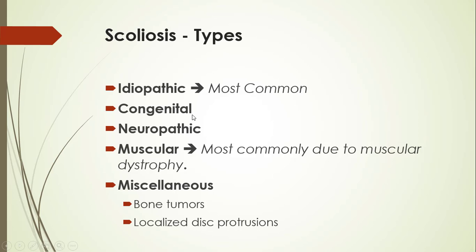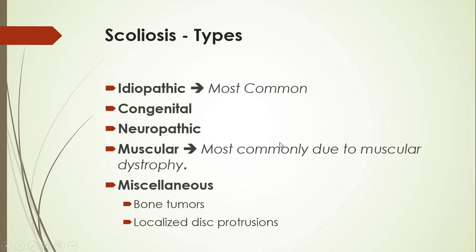Next, we have congenital, which occurs at birth; neuropathic, with problems in central or peripheral nerves; and myopathic, with problems in the muscles. It is a rare group, but most commonly due to muscular dystrophy. Then we have other causes like bone tumors, localized disc protrusions, and others.